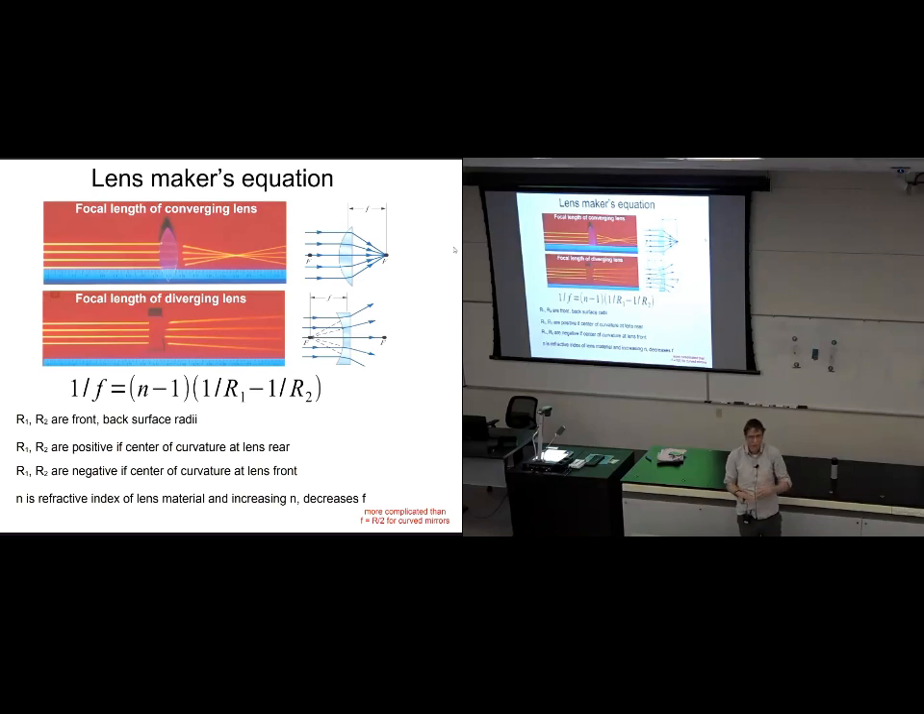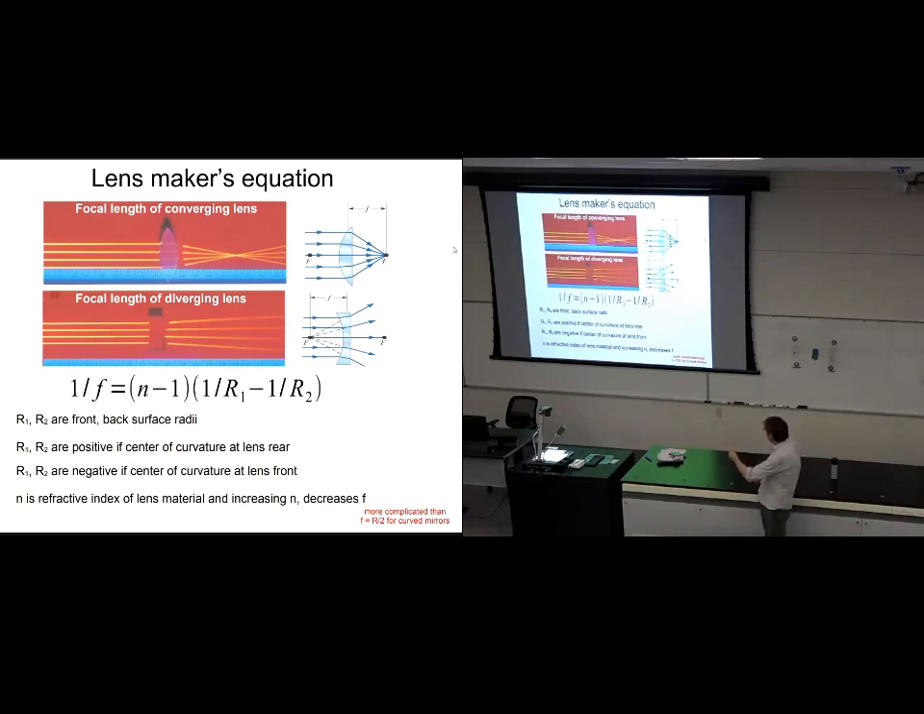Also with the lens, now you have to worry about two different optical materials. You've got the air in which the light enters from and exits into, and then you've got the material of the lens, like the glass of the lens. So you've got a refractive index. And so this more complicated formula includes all those things. The R1 is the radius of curvature of the front surface. The R2 is the radius of curvature of the back surface. The n is the refractive index of the material of the lens, whether it's plastic or glass or whatever.